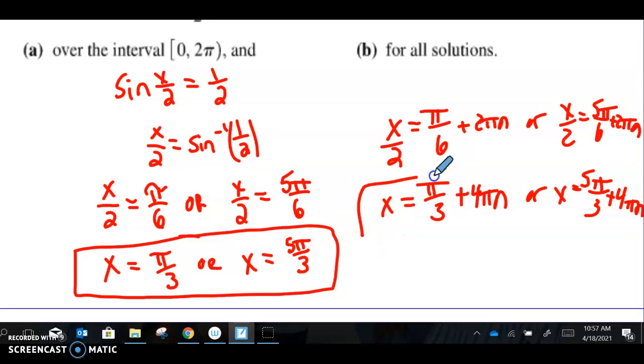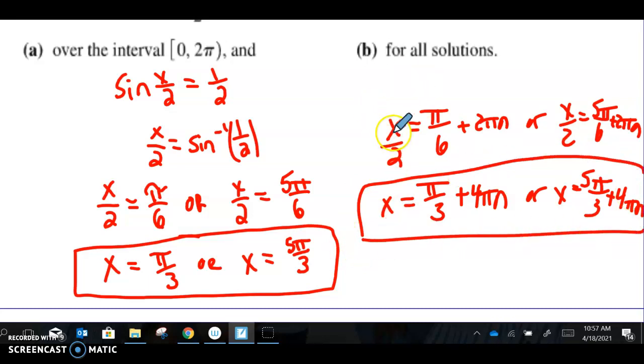Don't put plus 2 pi n, okay? Since it was half of x we were adding 2 pi n to, once you multiply by 2, you have to multiply the 2 pi n by 2 as well.